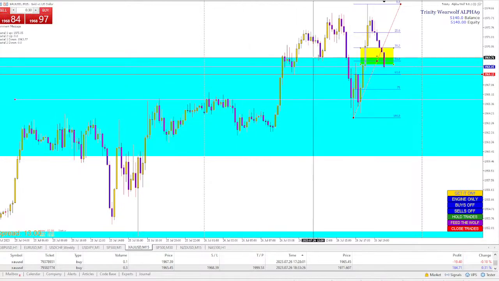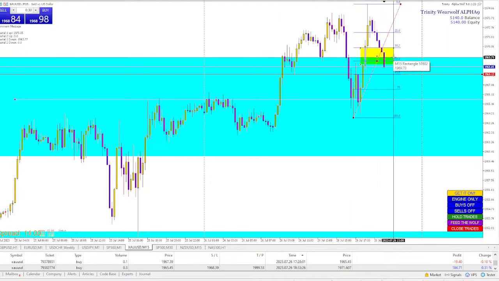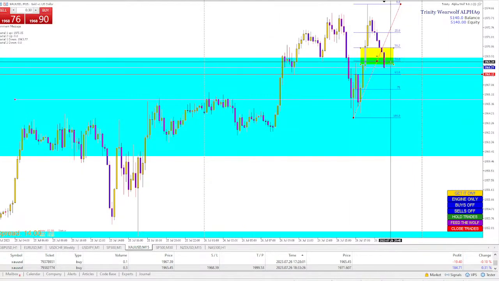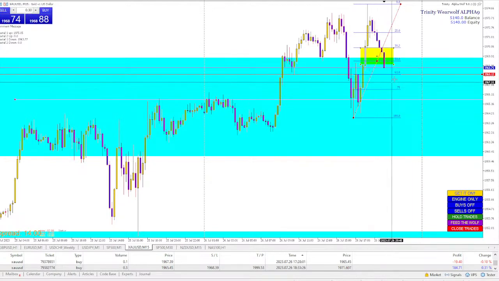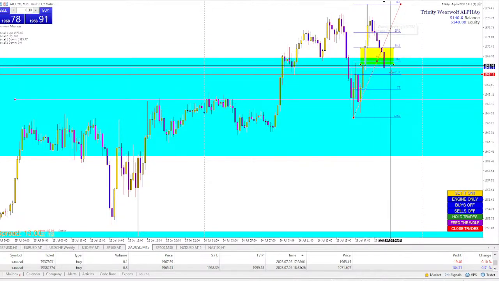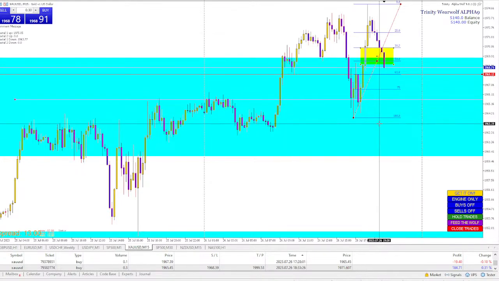And we're coming back into the fair value gap on the daily again. We didn't just tag it and leave, which is what we were kind of looking for. It didn't. So now we're looking for something deeper. So let's keep an eye on that, and we'll have a chat again tomorrow morning.